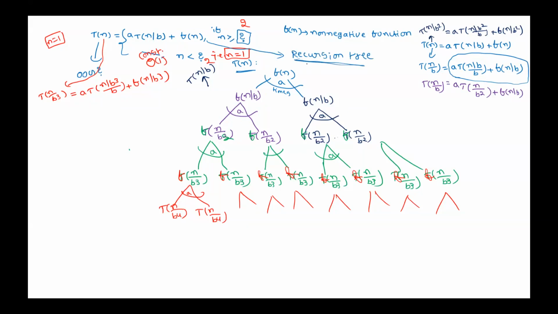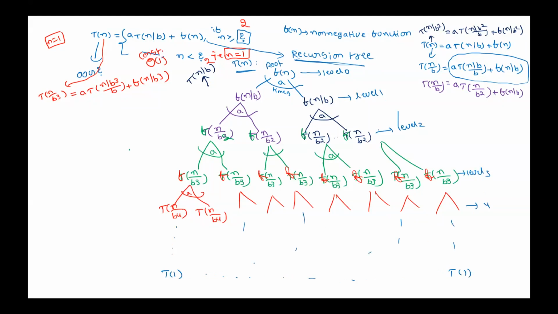Now this I call as level 0 in the tree. This can be considered as the root of this tree. This is level 0, this is level 1, this is level 2, this is level 3, level 4 and so on. We keep going like this. When does it become 1? All ones we should get.